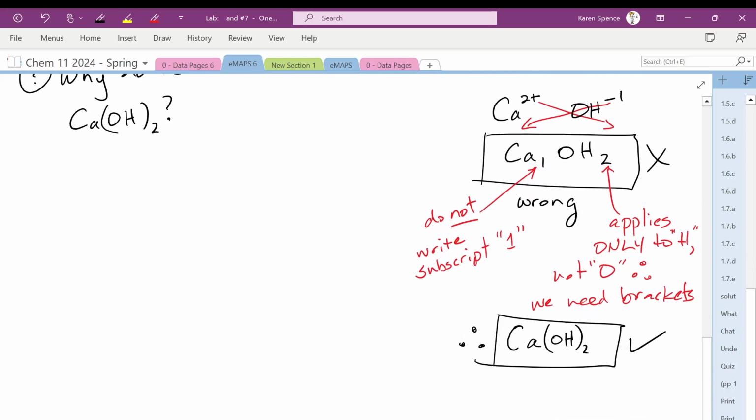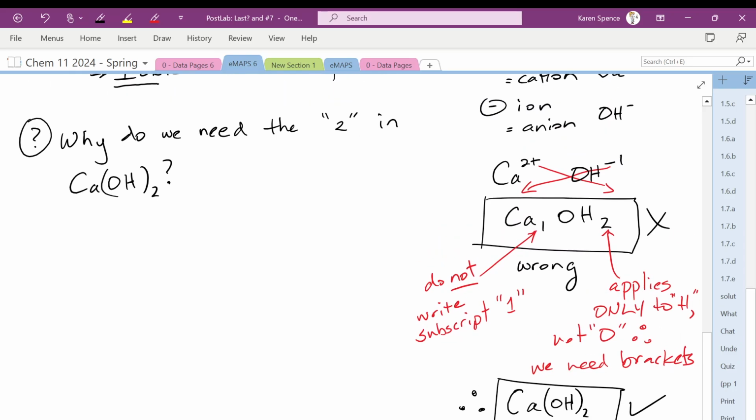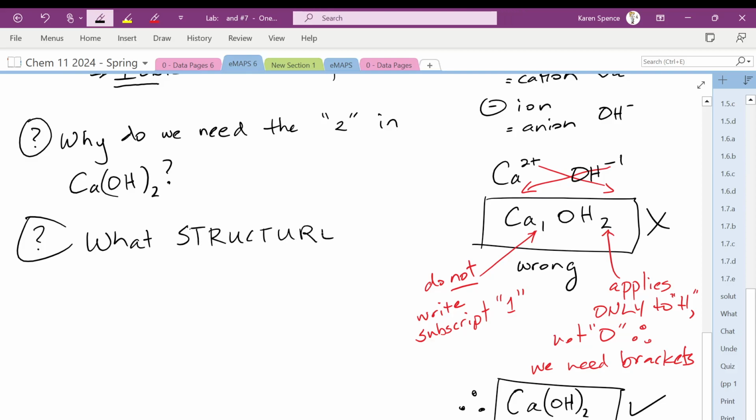So we have an ionic compound, so it's made of ions. And do you remember what structure an ionic compound makes? Tell your partner, what structure does an ionic compound make? What structure does it make? You can draw a little picture for your friend and maybe they'll remember the name.